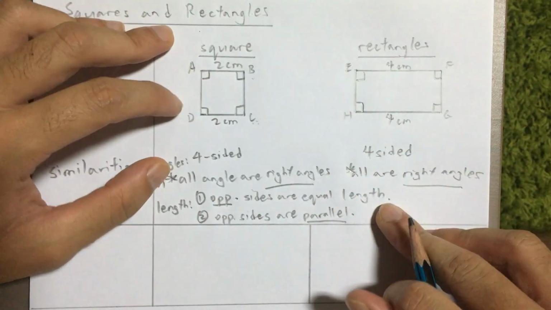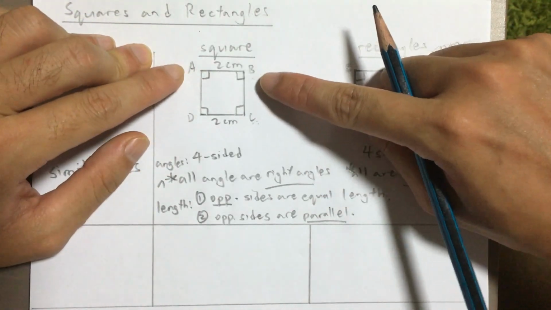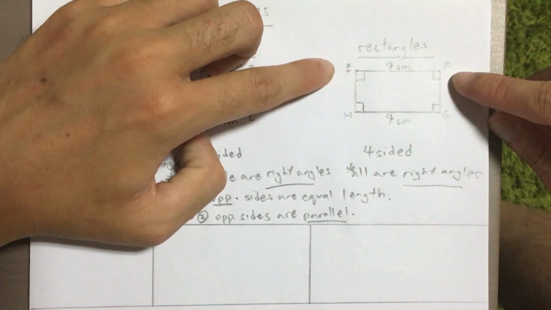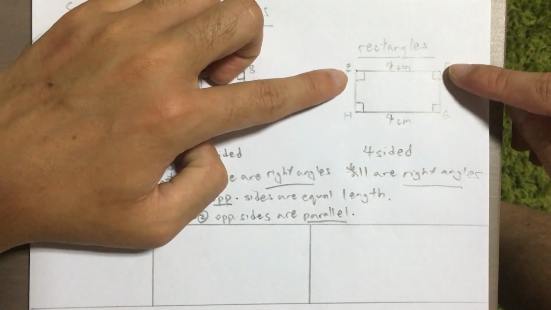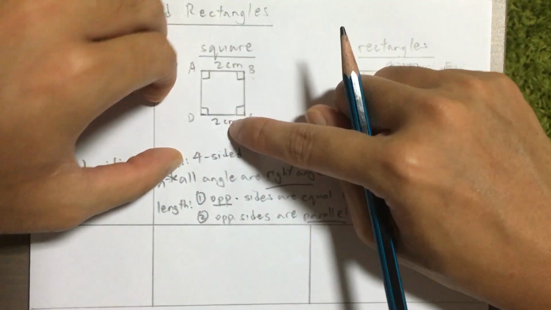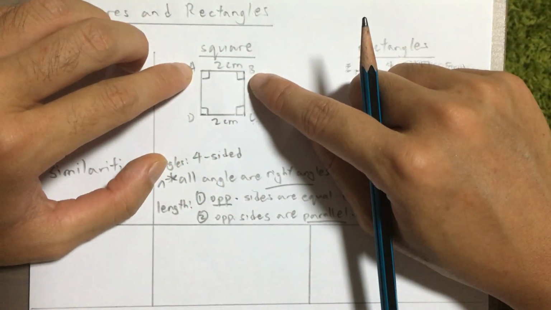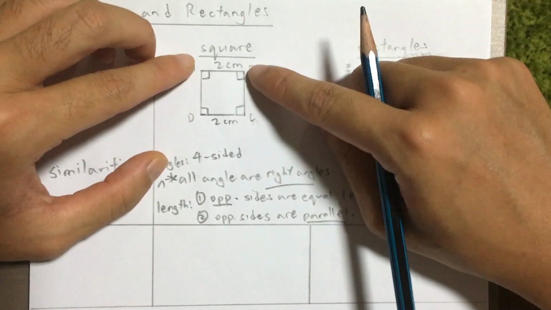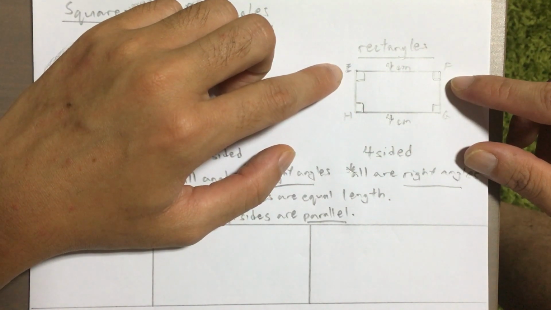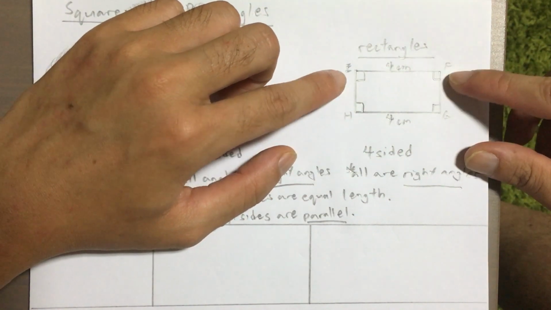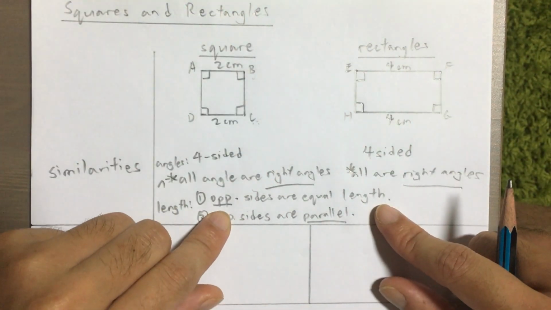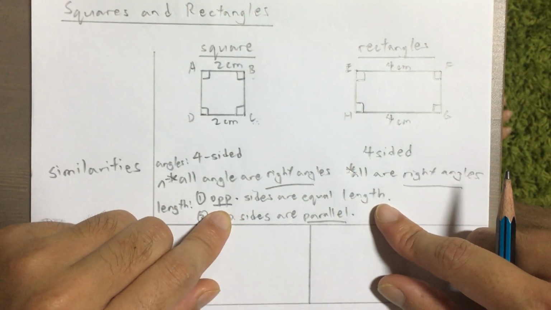Let's look at the length first. Opposite sides, AB and DC, are opposite sides. EF and GH are opposite sides. Opposite means opposite, quite obvious. And you look at the length. AB, 2 cm, DC, 2 cm. Opposite sides, same length. EF, 4 cm, HG, 4 cm. Opposite sides, same length. So this is what I mean: opposite sides, equal length.